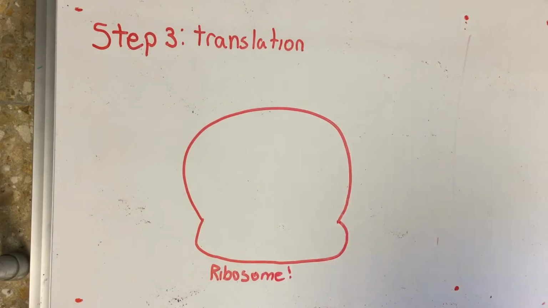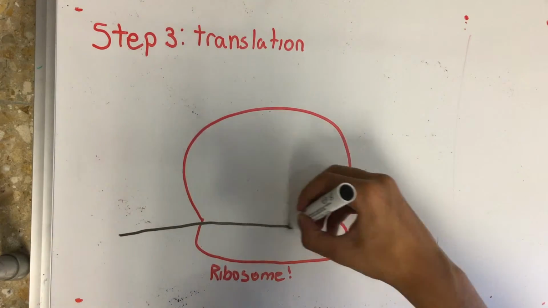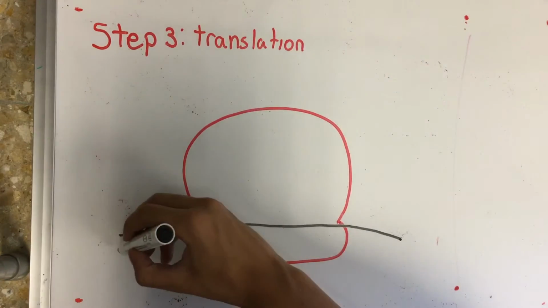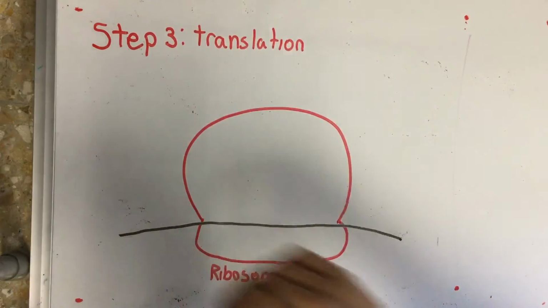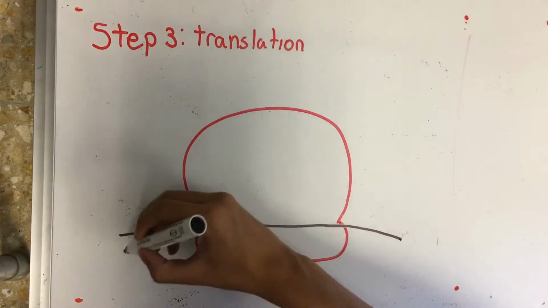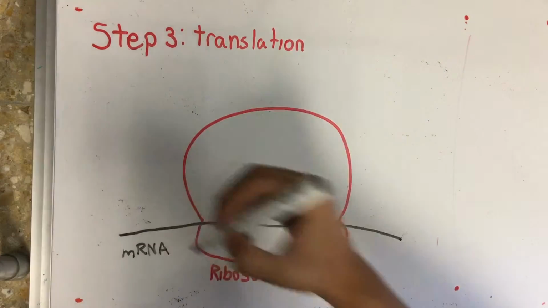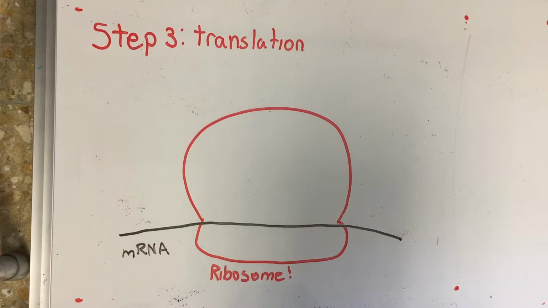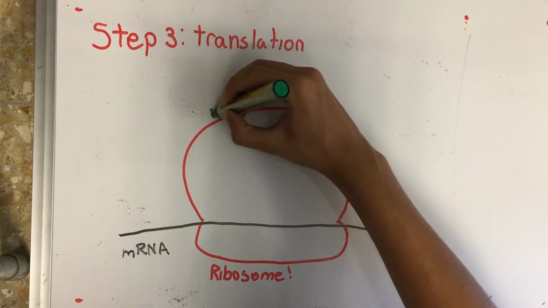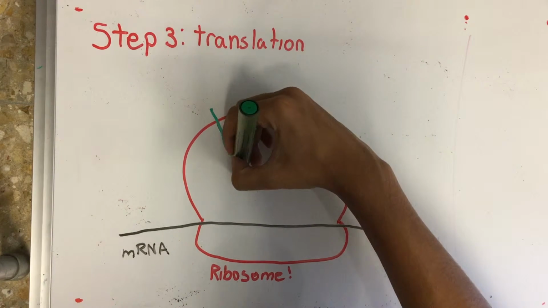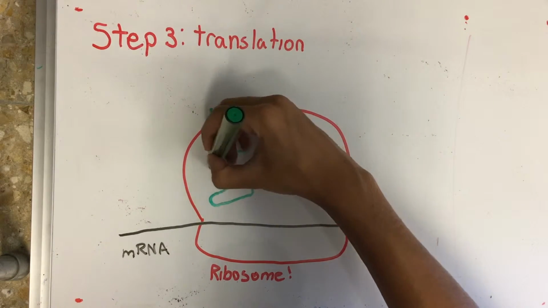The third step of protein synthesis is translation. Translation happens outside of the nucleus, meaning in the cytoplasm. It happens when an mRNA strand gets out of the nucleus, and the ribosome attaches to it.